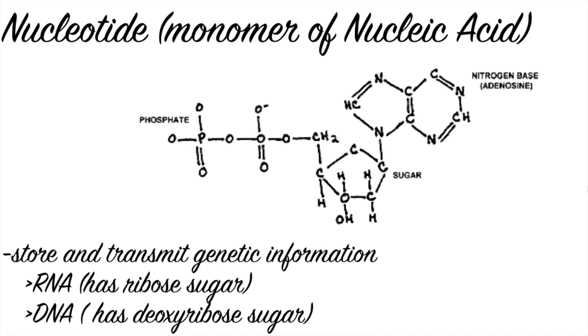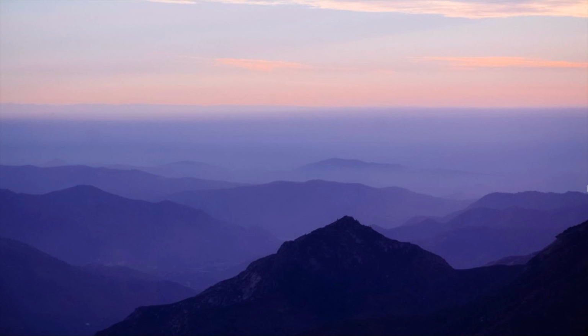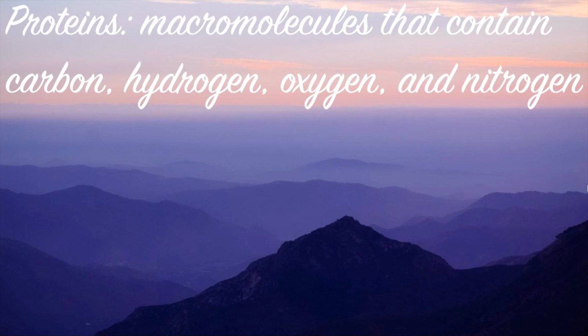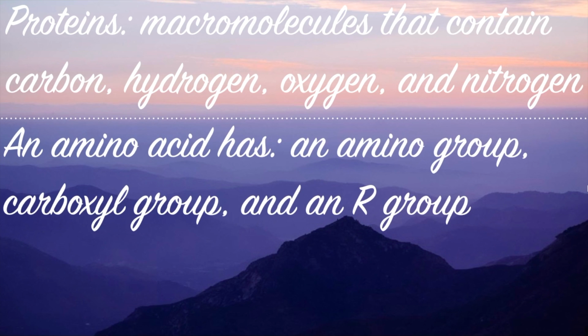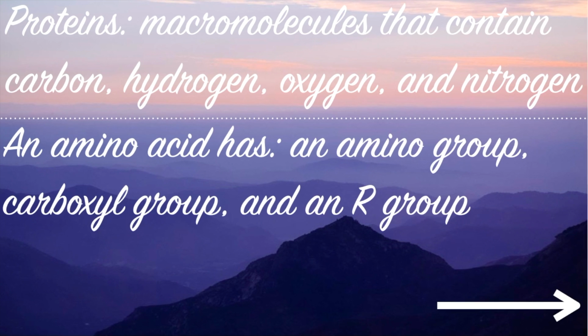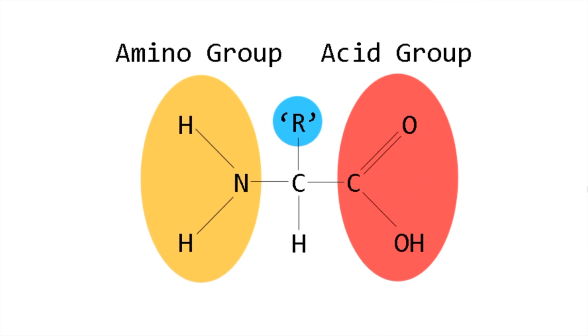Now, finally, I will talk about proteins. Proteins are macromolecules that contain carbon, hydrogen, oxygen, and nitrogen. The stuff that makes up these macromolecules are amino acid monomers. Amino acids are made up of an amino group at one end and a carboxyl group on the other end. But what makes these amino acids different is their R group. R groups are what make an amino acid an acid or a base, polar or nonpolar, and even chains or rings. These amino acids are held together by peptide bonds.